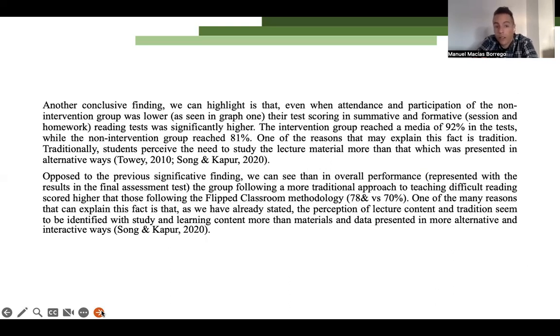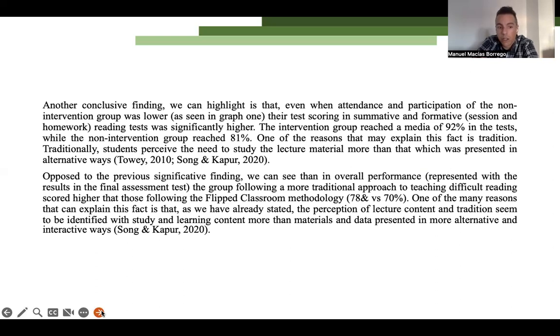Opposed to the previous significant finding, we can say that in overall performance, represented with the results in the final assessment tests, the group following a more traditional approach to teaching difficult reading scored higher than those following the flipped classroom methodology, 78 as opposed to 70%.